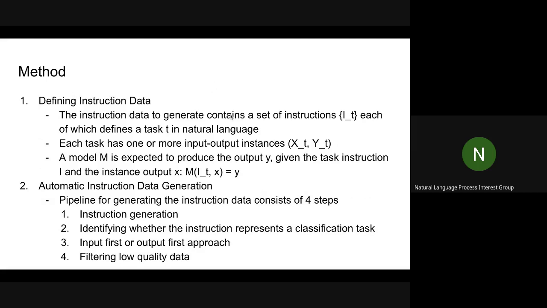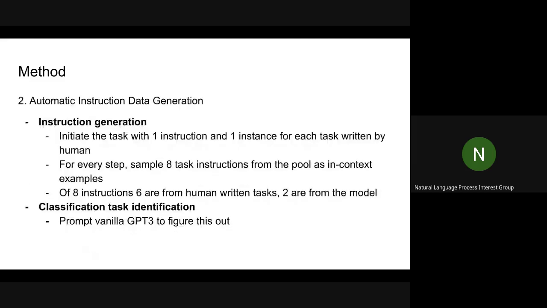And this is kind of how it is set up to generate the instruction data. And then they have the automatic instruction data generation pipeline. Essentially, this is just what we covered in the diagram. The pipeline for generating the instruction data consists of 4 steps: instruction generation, identifying whether the instruction represents a classification task, using the input first or output first approach, and then filtering out low quality data, which is just data that has high overlap with the input instruction.